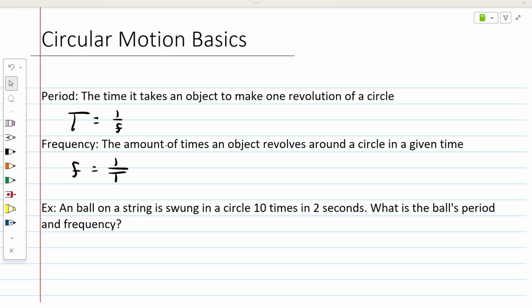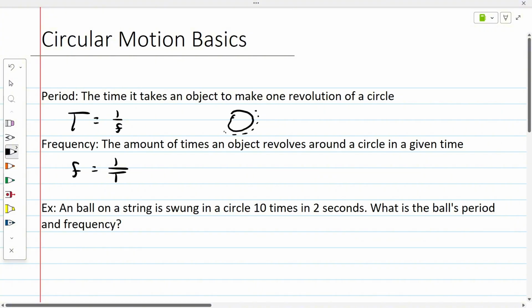So the period is simply how long it takes to make one revolution around a circle. So let's say you have a circle here, and you time how long it takes to make this one revolution. That would be your period. So it'll also equal the time over how many revolutions you make, which also equals 1 over the frequency.